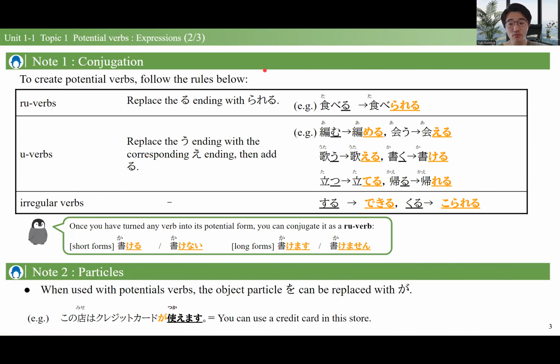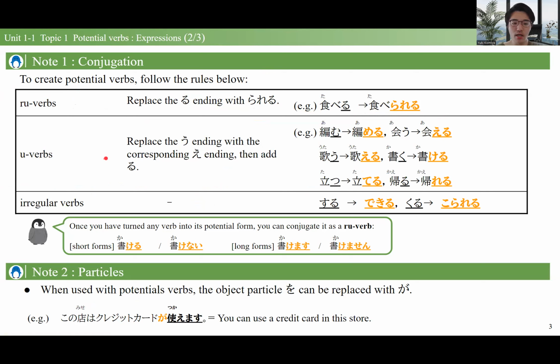So this is the rule for making the potential forms of verbs. So basically different rules for different categories of verbs. For ru verbs, you need to only replace the ru with the られる. So 食べる will turn to 食べられる, can eat.